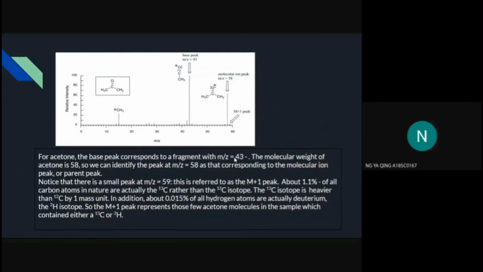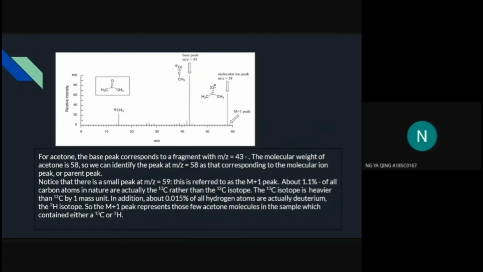There is also an M+1 peak, which is a greater mass than the molecular ion peak. This is because about 1.1% of all the carbon atoms in nature are actually the carbon-13 isotope rather than carbon-12. The carbon-13 isotope is heavier than carbon-12 by 1 mass unit. Therefore, there will be a peak at 59 after the molecular ion peak of 58.